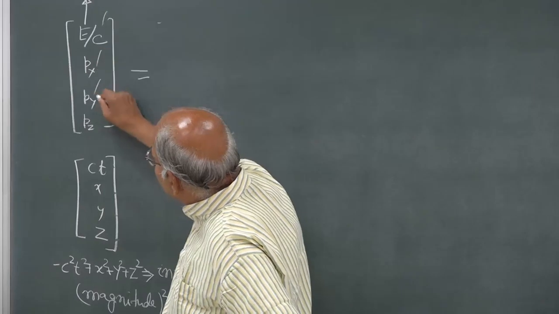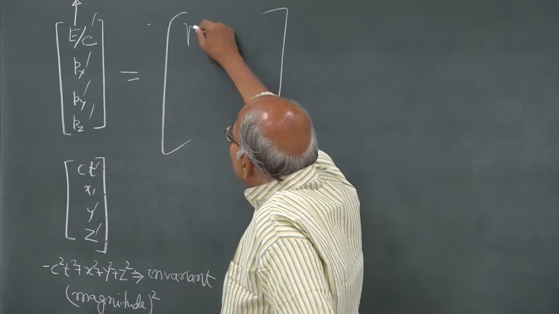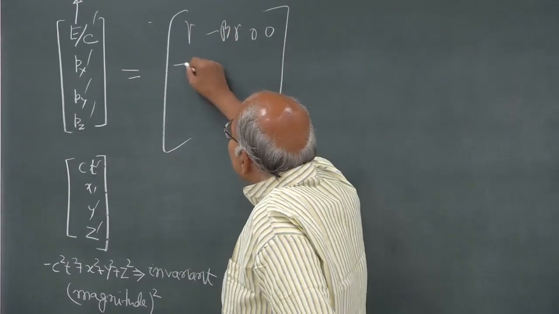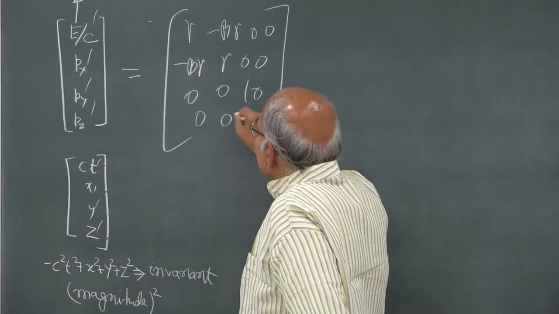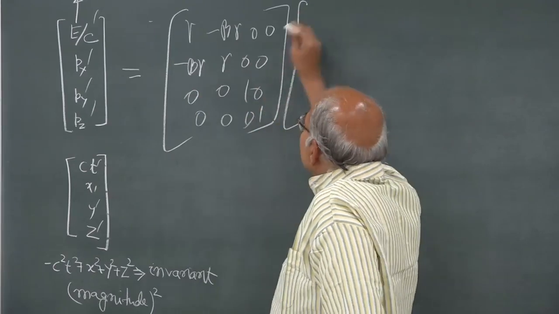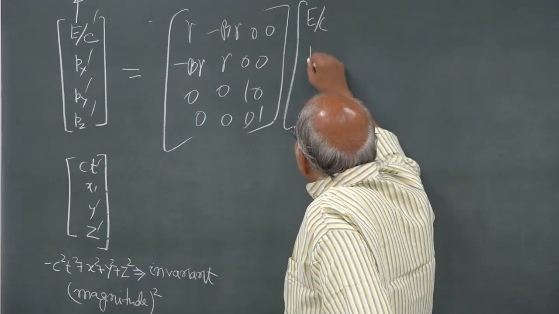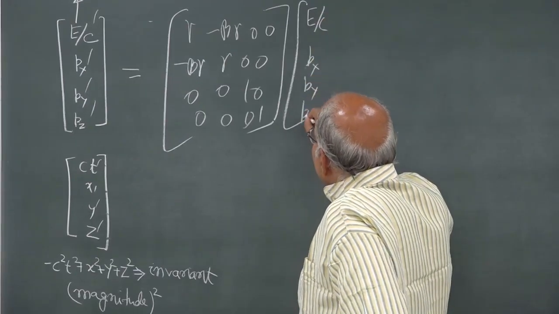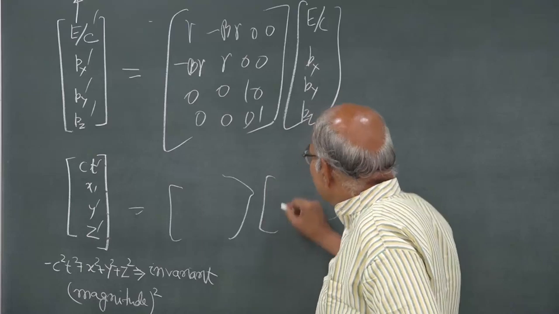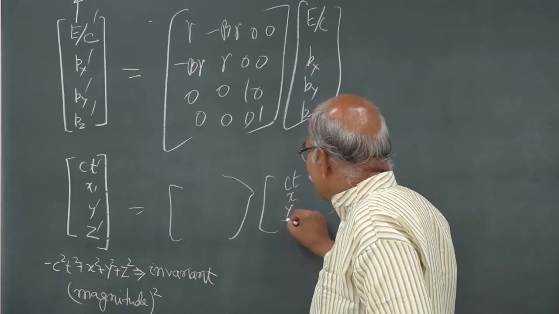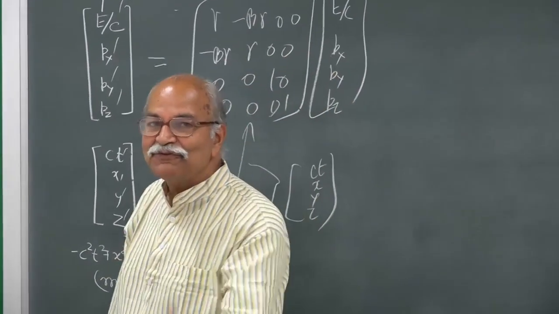If you want the primed coordinates, you have to put a square matrix here: gamma, minus beta gamma, 0, 0; minus beta gamma, gamma, 0, 0; 0, 0, 1, 0; 0, 0, 0, 1. This is essentially a Lorentz transformation. So that same transformation equation is valid for this 4-vector, and the same transformation matrix is applicable for this position 4-vector. Exactly the same. That is why they are called 4-vectors. That is the definition of a 4-vector.